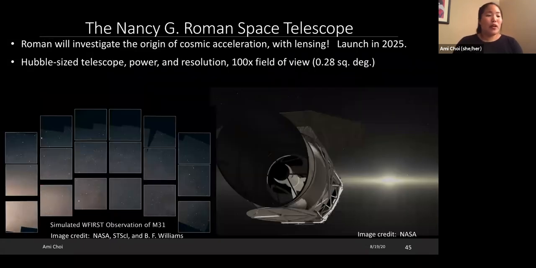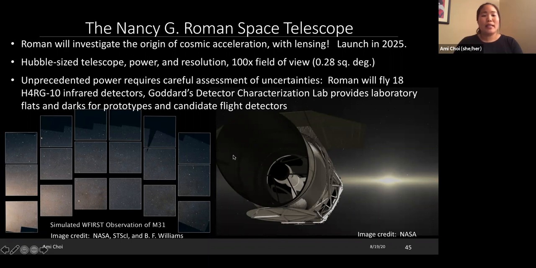A little bit about the Roman Space Telescope, formerly known as the WFIRST Space Telescope, an infrared space telescope. Roman will investigate the origin of cosmic acceleration, and the planned launch is at the end of 2025. It's a Hubble-sized telescope with a similar power and resolution, but with 100 times the field of view. And you can see here on the lower left, a simulated observation of M31. There are 18 infrared detectors across this focal plane.